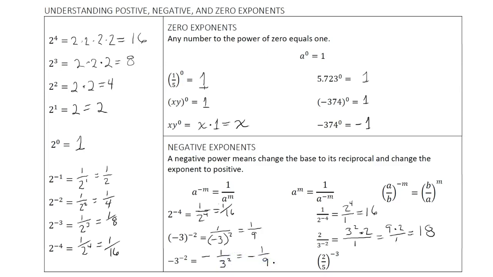If a fraction is inside parentheses, the power applies to everything. So you turn the fraction upside down and make a positive power. So 2/5 to the negative third is 5/2 to the positive third, or 125 over 8.